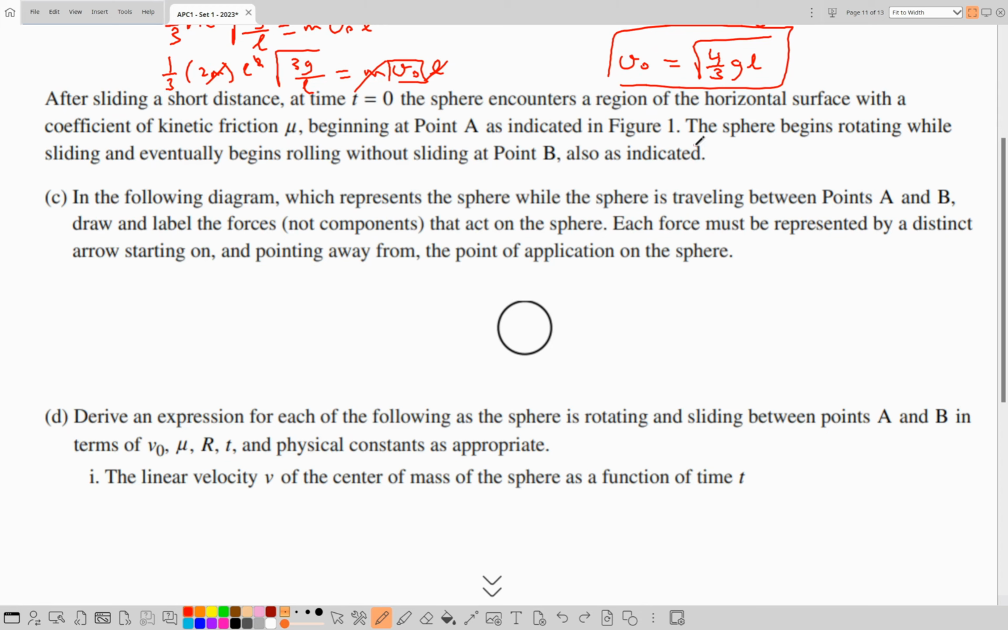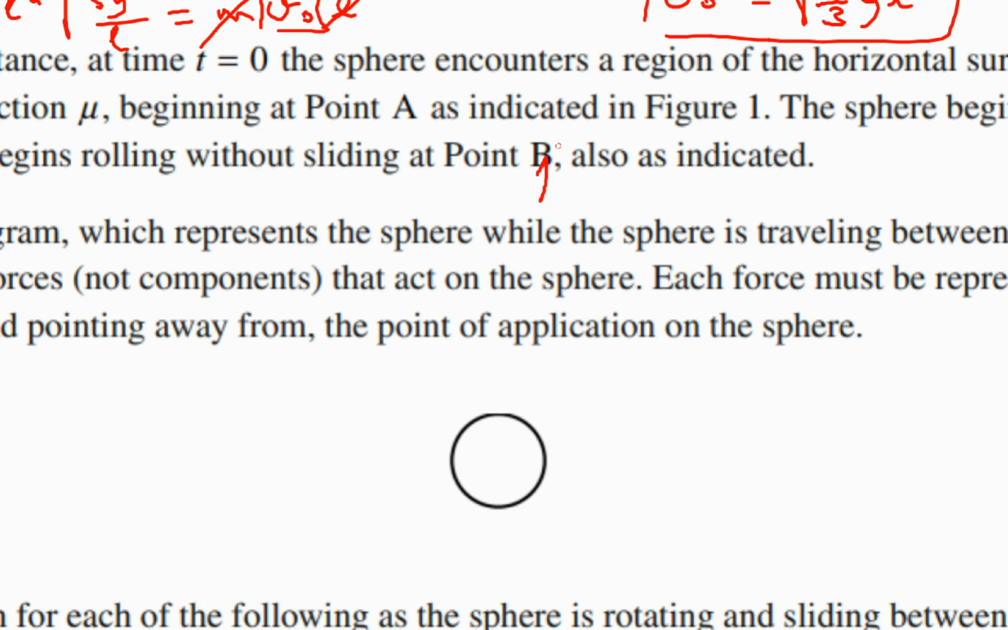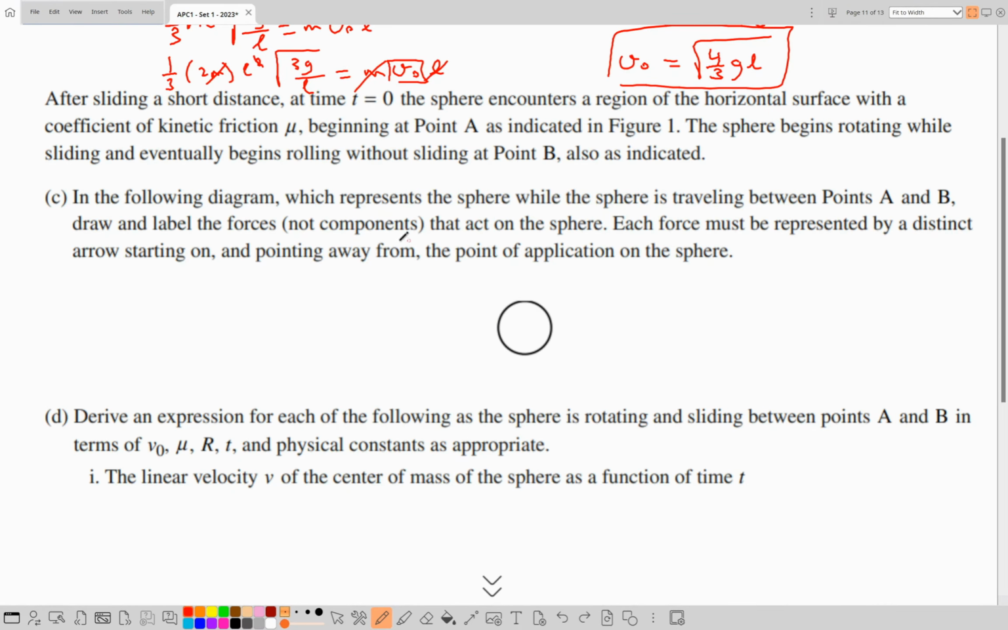The sphere begins rotating while sliding and eventually begins rolling without sliding at point B, also as indicated. So at point B exclusively we can use V is equal to omega R, only at point B. In the following diagram, which represents the sphere while it is traveling between points A and B, draw and label the forces, not components, that act on the sphere.